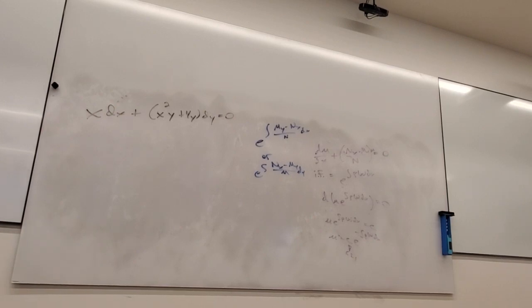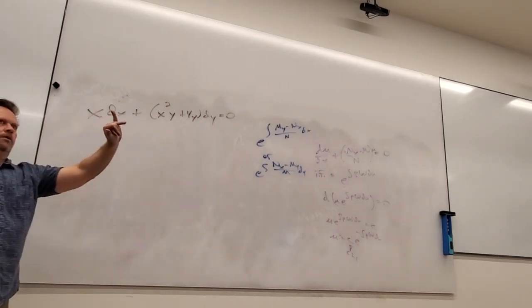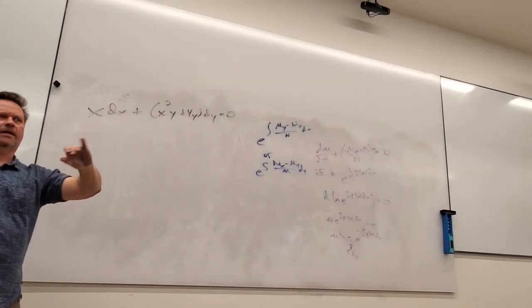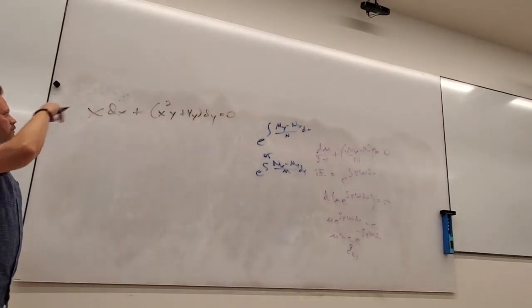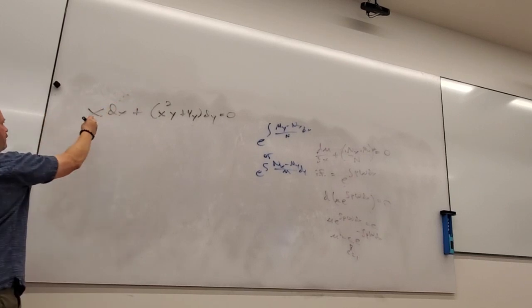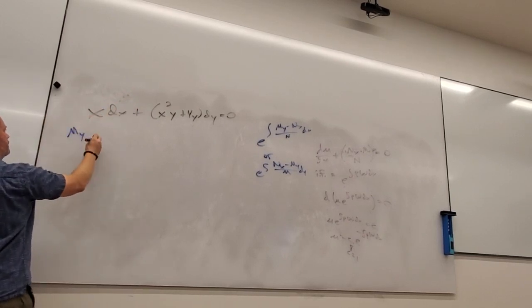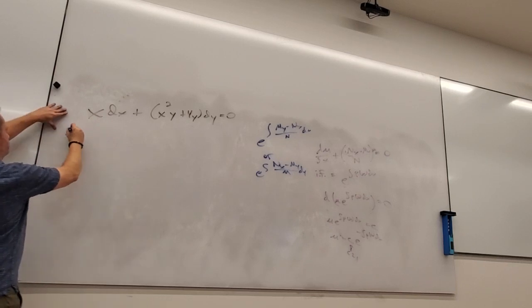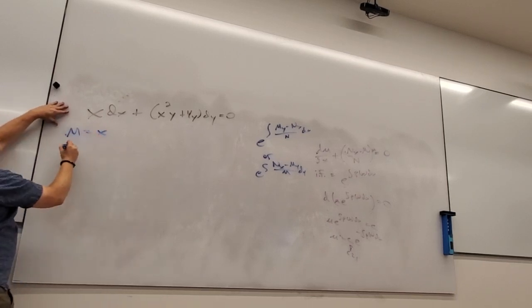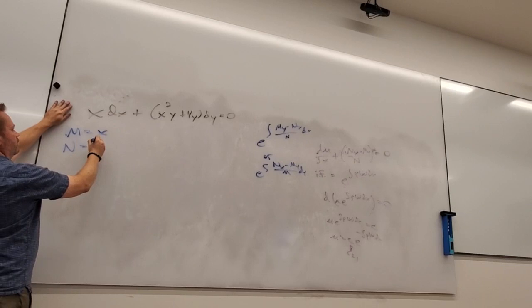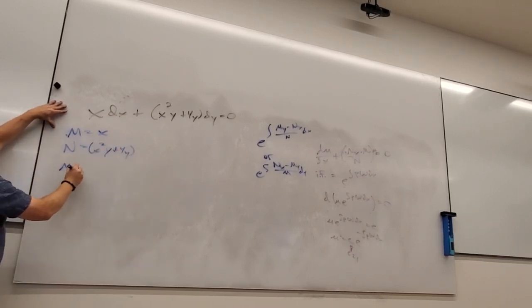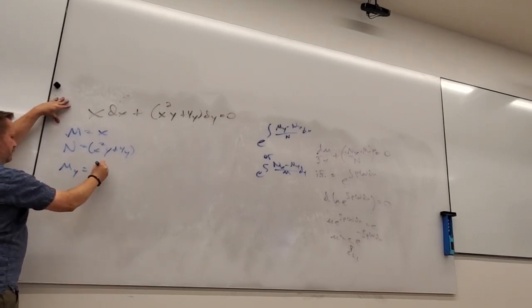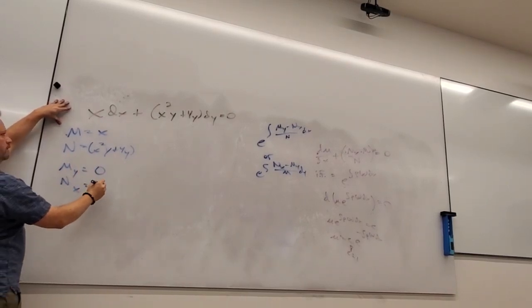The weirdest thing about doing exact equations where you have to use an integrating factor is which assumption am I going to make? You don't have to make an assumption; it just kind of comes out of the work. No matter what, I have to figure out what my M is. So what's M? What's N? What's M_y? 0. What's N_x? 2xy.